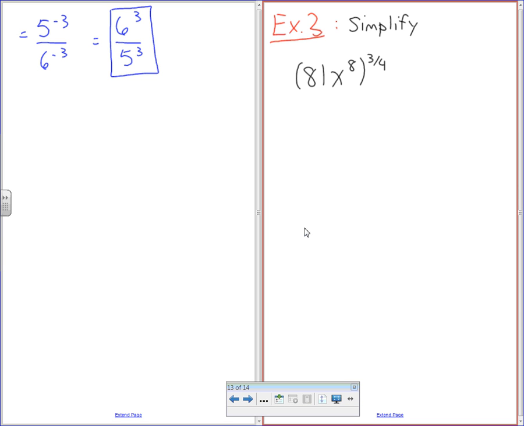For that? What do we do? Yeah, good, okay. So, but I heard them, I heard 5 to them both. So this is going to be 81 to the 3/4. Right, because that 3/4 should hit both of those things. All right, so what am I going to do with the 81?